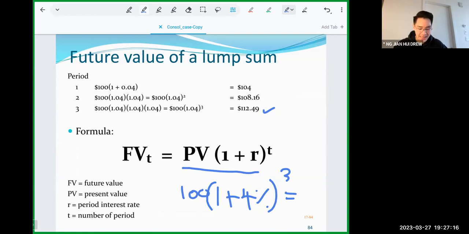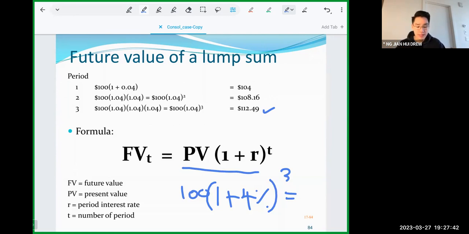In this example, we can see that if we have $100 now, it can be worth 112 in 3 years. So this is the idea of time value of money. The intuition behind it is that money at different points of time is worth a different amount, or a different value.